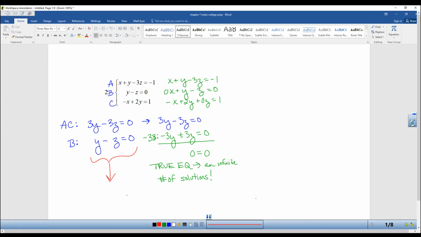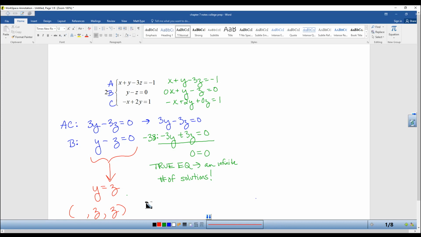So it doesn't matter which one you solve for. So I'm going to solve for y, and just by putting the z on the other side, y is equal to z. So now I can fill in part of my ordered triple. Y is equal to z. So I'm going to write a z there. Z gets to remain itself, and I still need to solve for x.